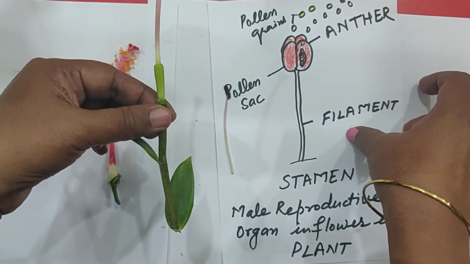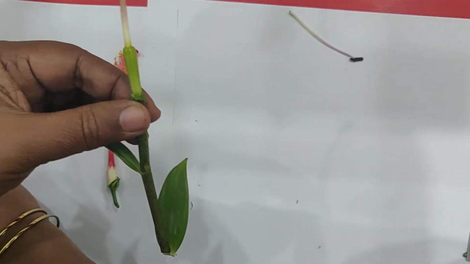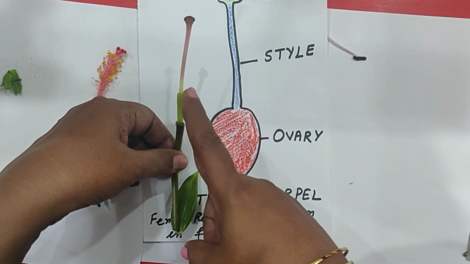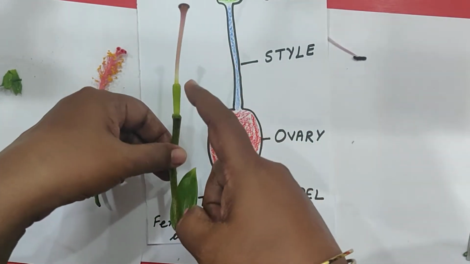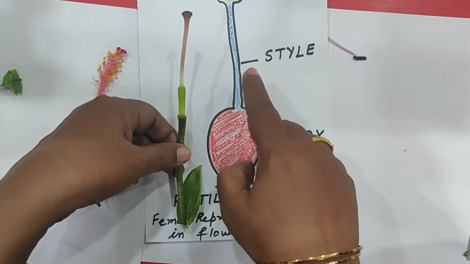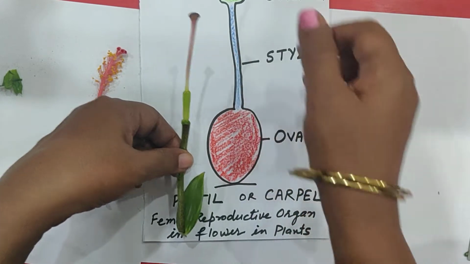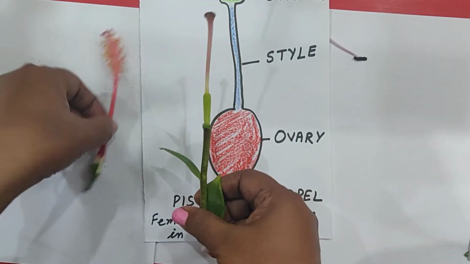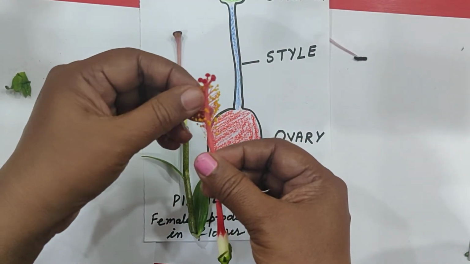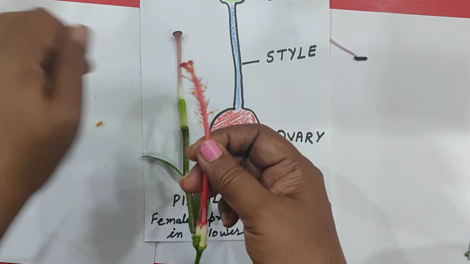Now let us study the female part of the flower, which is called pistil or carpel. Just have a look. Lowest part of the female part, which is swollen, it is called ovary. This thin filament like structure is called style, and this upper sticky part is known as stigma. Here also you can see there are so many male parts, stamens. When we remove all these, then you will be able to see the female part of the flower.